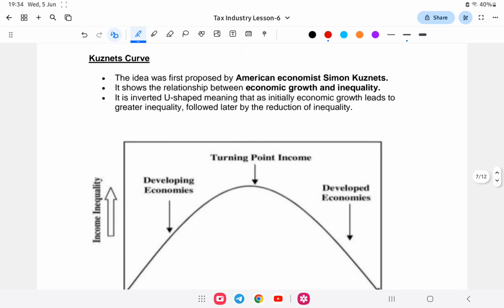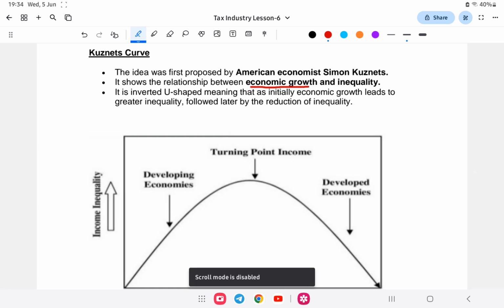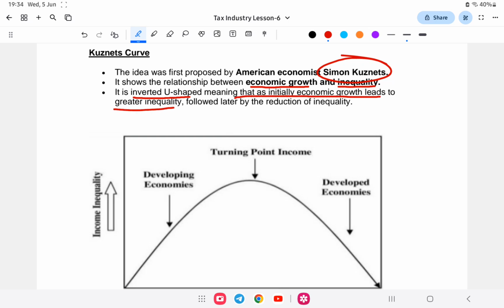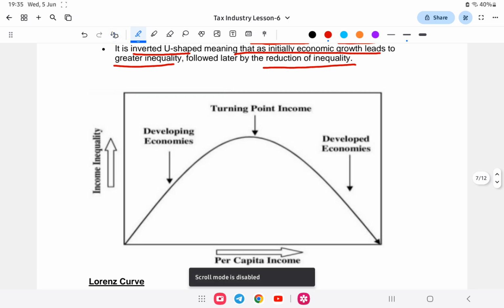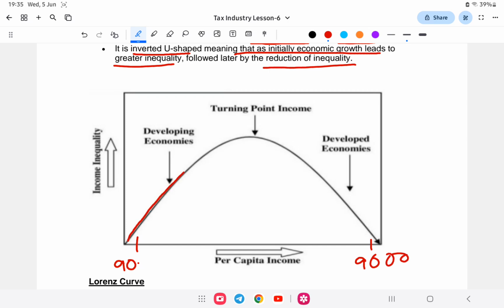So next, the Kuznets curve. It measures income growth and inequality. It was proposed by Simon Kuznets. It is an inverted U shape, meaning that initially economic growth leads to greater inequality, followed by a reduction in inequality. Per capita income is the income earned by every individual each year. In developing, that is poor countries, as per capita income increases, usually the income inequality rises.